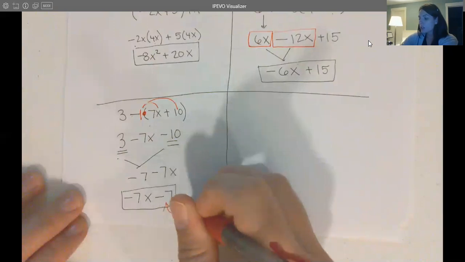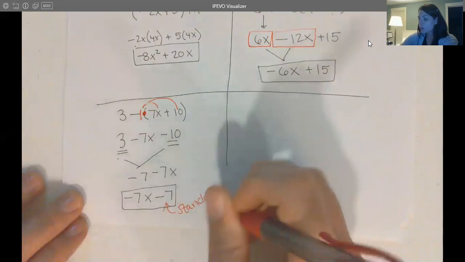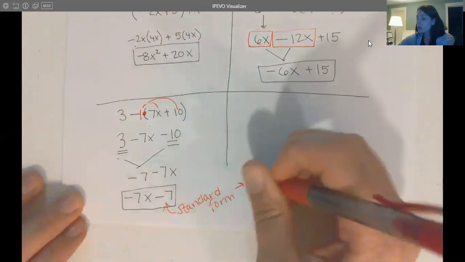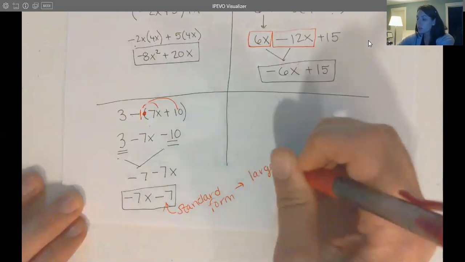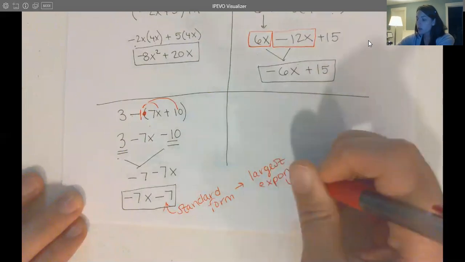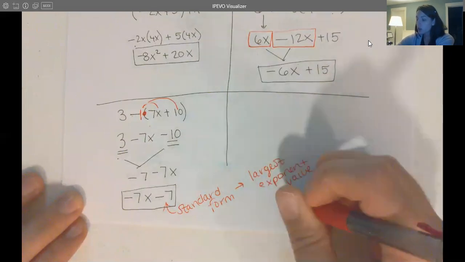So standard form means I'm writing my answer from the largest exponent value to the smallest.